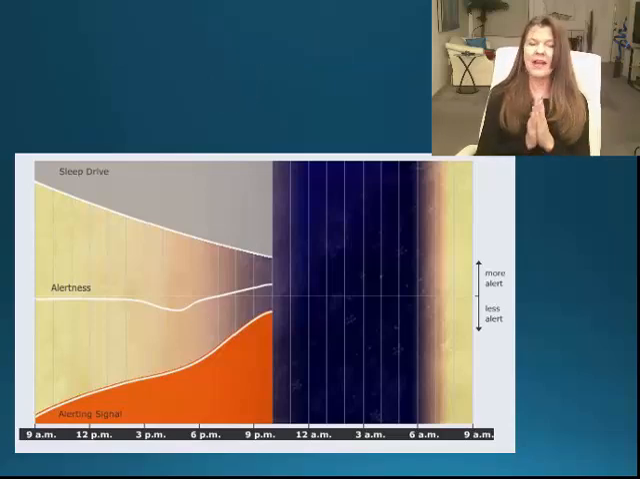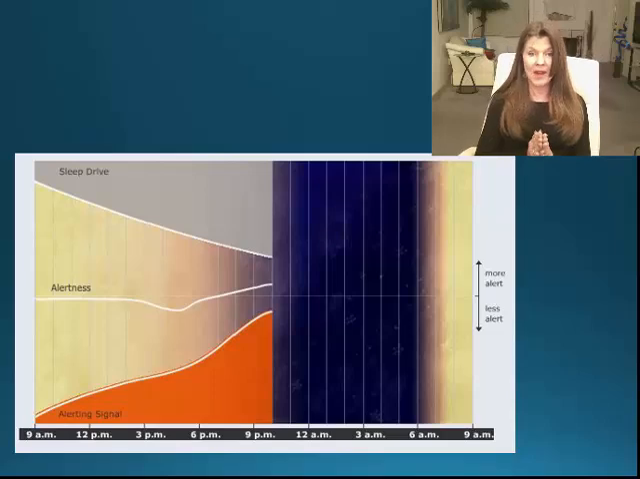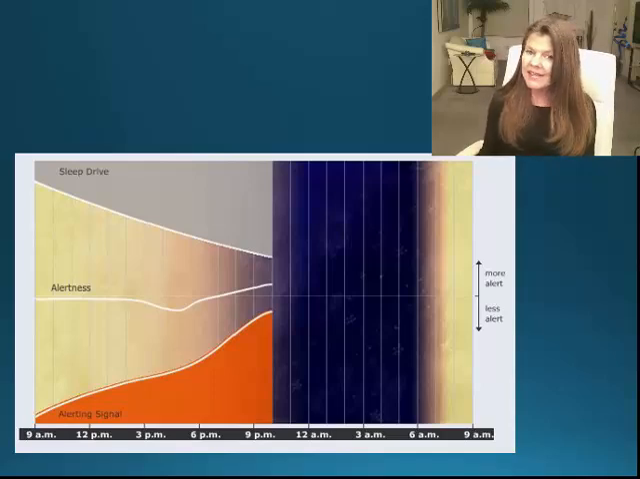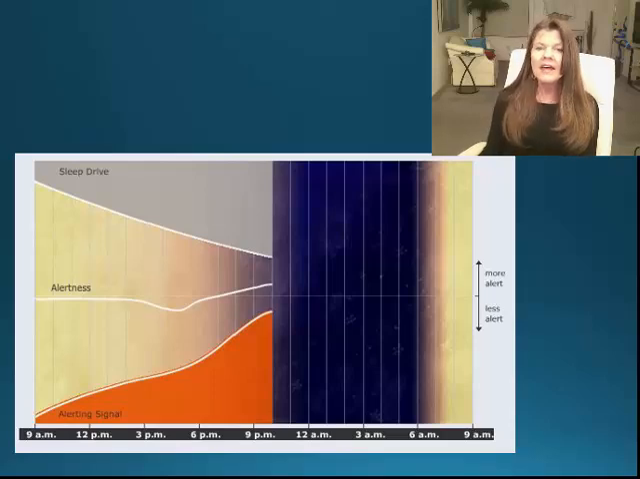Now, what can affect process S, the sleep drive? Well, the amount of recent sleep and recent wake, right? What can affect process C, the circadian alertness signal? Factors that influence the human circadian rhythms are called Zeitgebers. Zeitgebers, don't you just love that word?